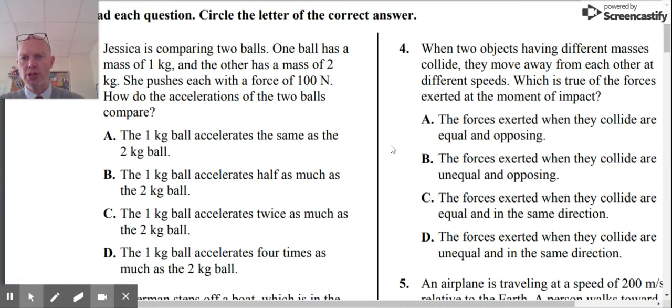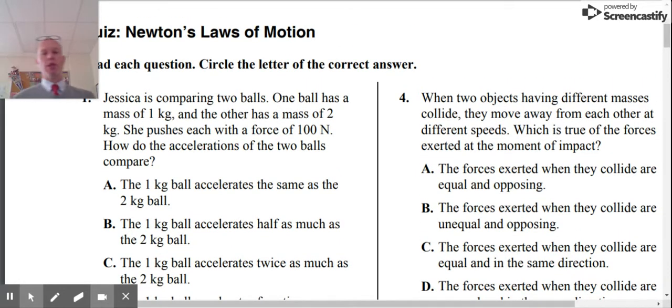Hi folks, this is your second quiz. So this is your quiz on Newton's laws of motion, Unit 1, Chapter 3, Lesson 3.